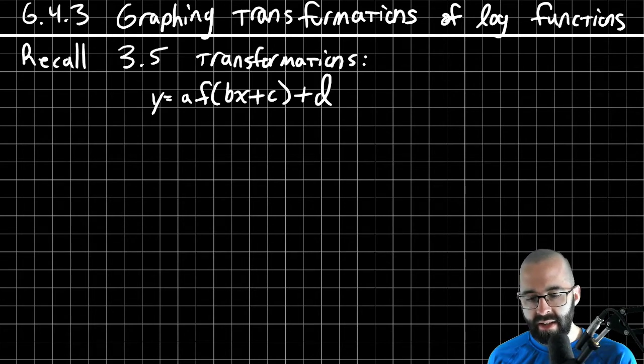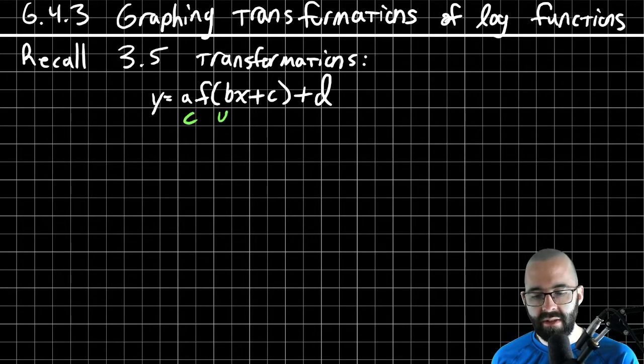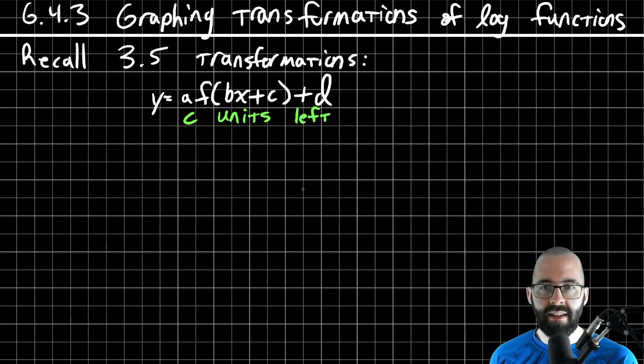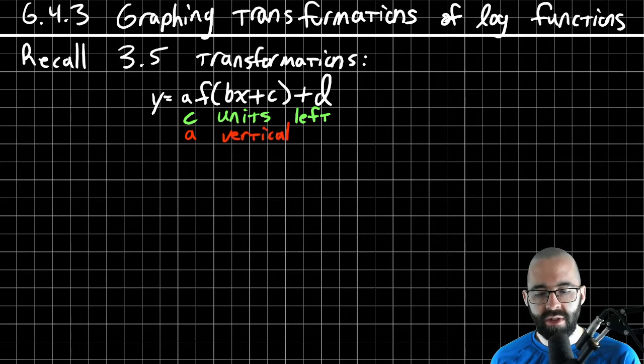So what this is saying is that we go c units to the left. If we're adding c on the inside, that's c units to the left. And then d, we touch d last. A is on the outside. It's a vertical change. A vertical stretch or compress, depending on whether A is big or small.